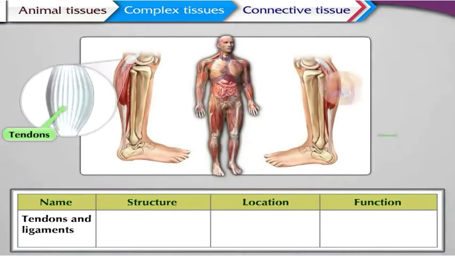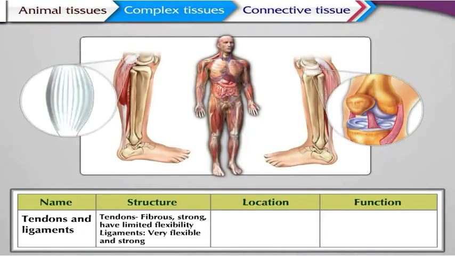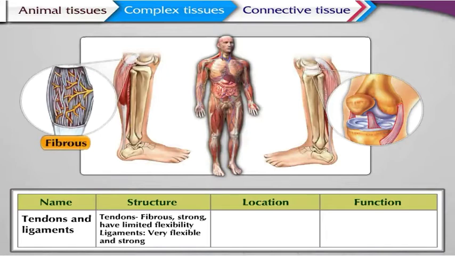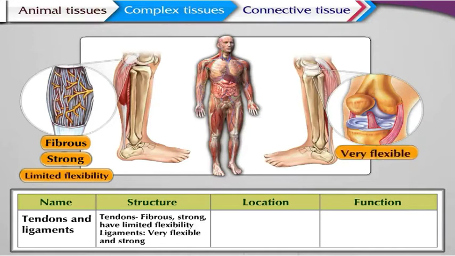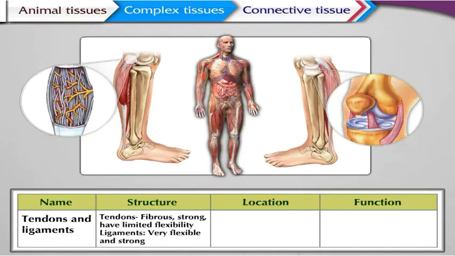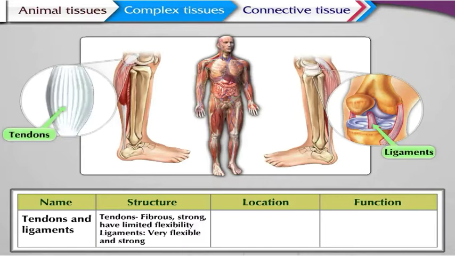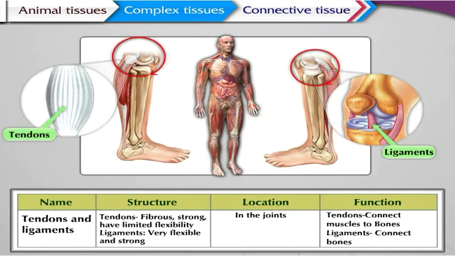Tendons and ligaments. Tendons are fibrous and very strong but have limited flexibility, while ligaments are very elastic with considerable strength. Tendons and ligaments are present in the joints. Tendons connect the muscles to the bones, while ligaments connect the bones.